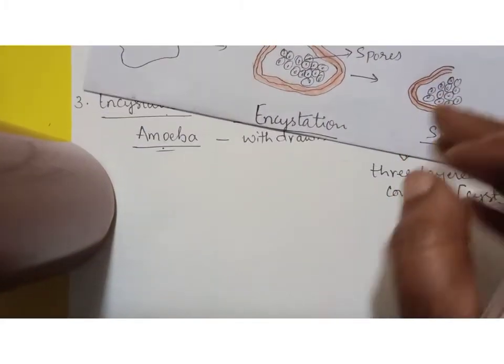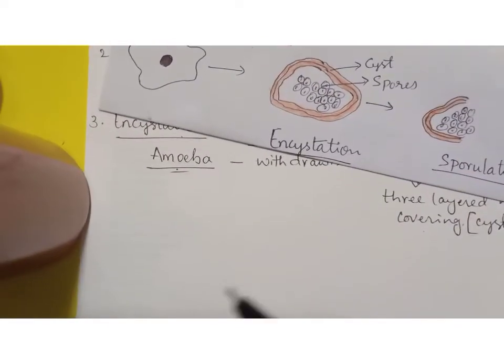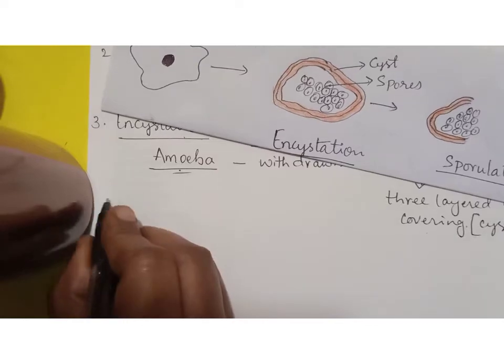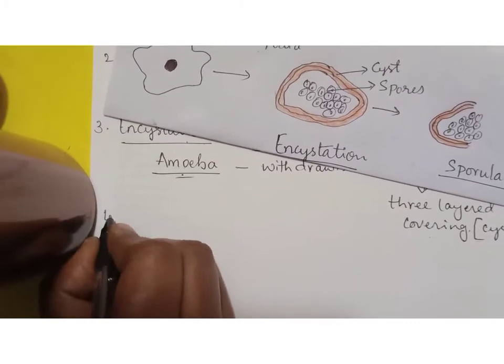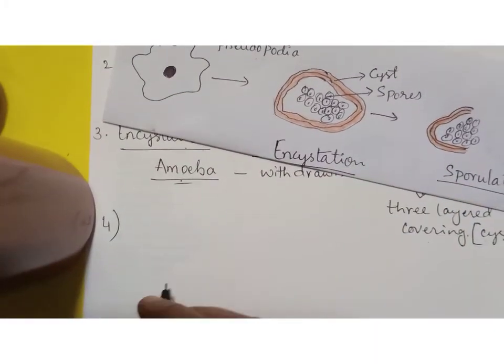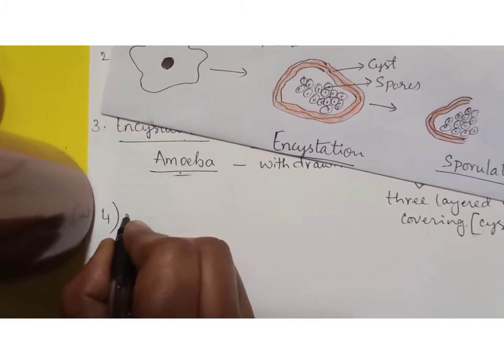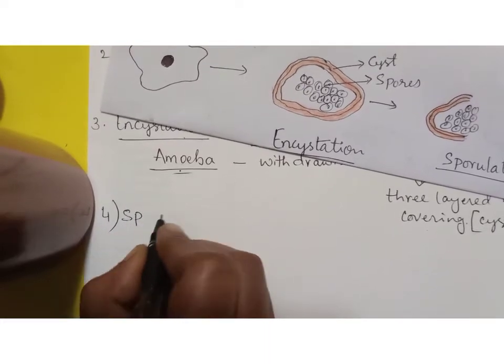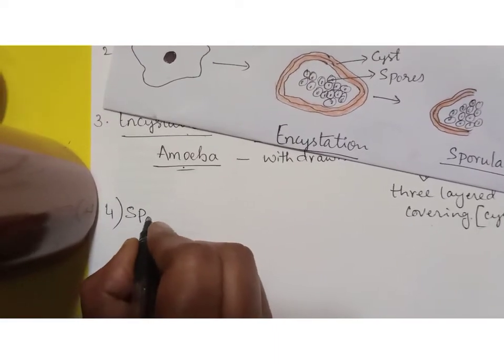So further this will move towards, so this is taking place in the unfavorable condition. When this encysted amoeba reaches the favorable condition, it undergoes sporulation.